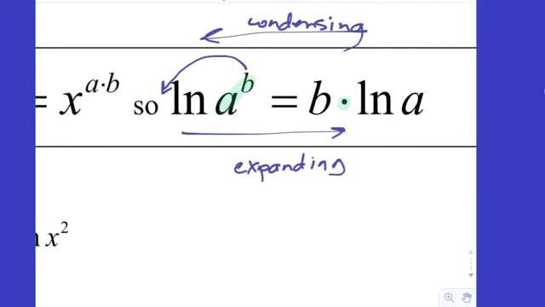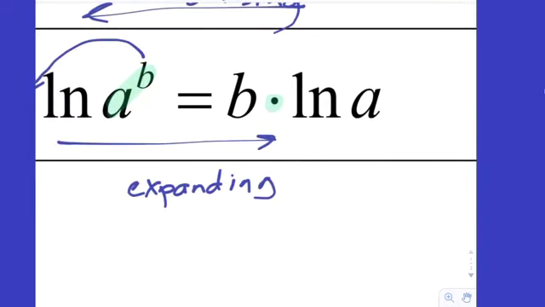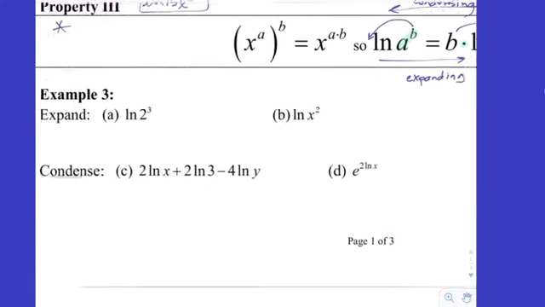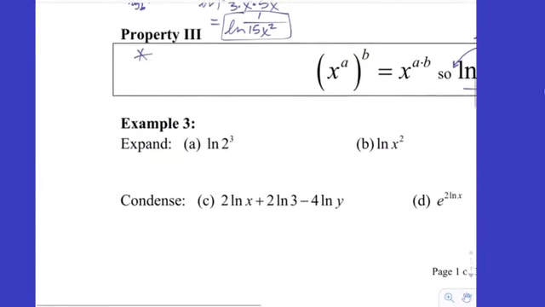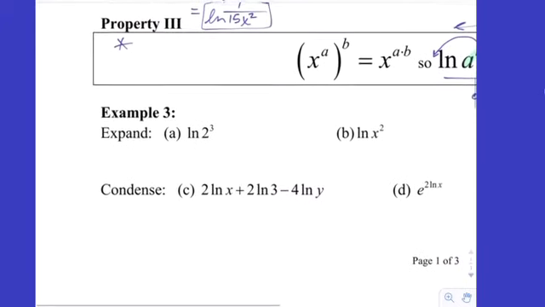So you could bring exponents on the arguments out front, or if you ever see something out front of a log, you could bring it back up as an exponent on the argument. It works both ways. It's an identity, we say. All right, let's try it out. We got the natural log of 2 cubed.